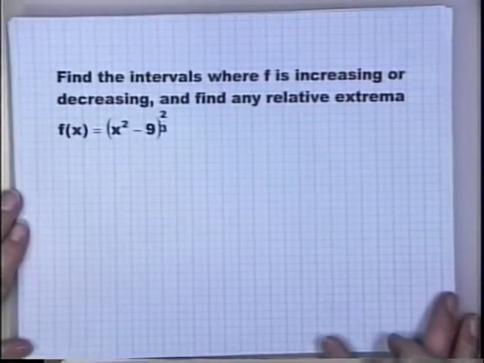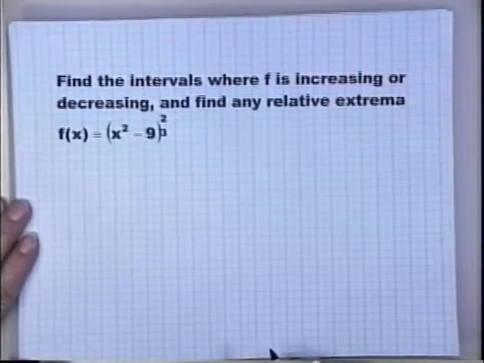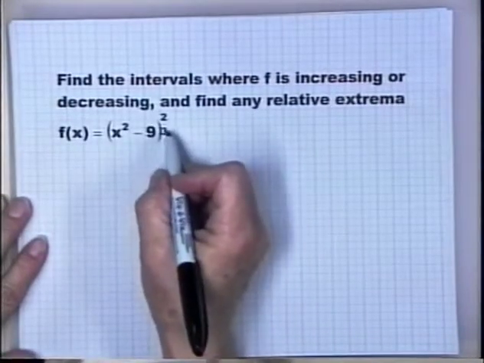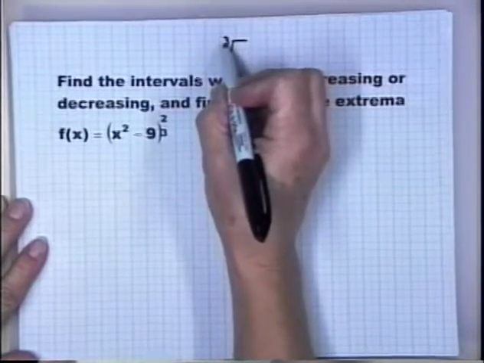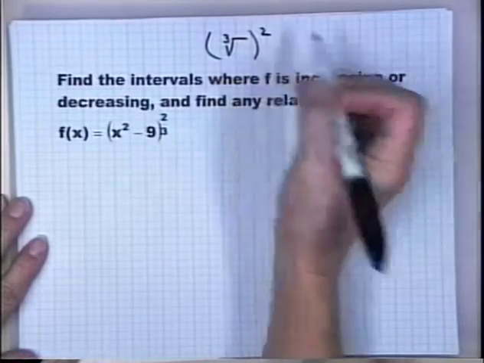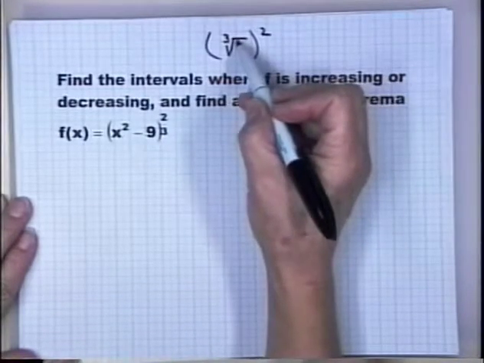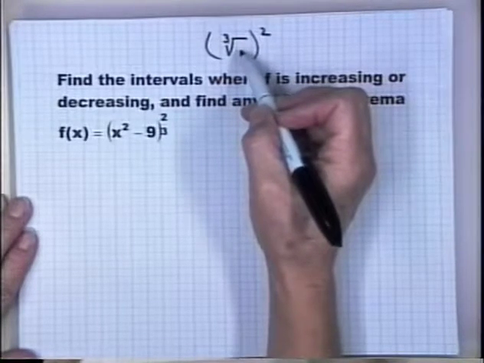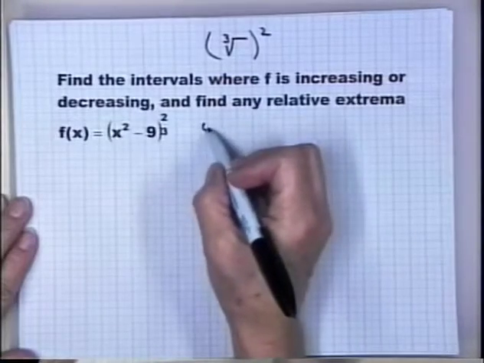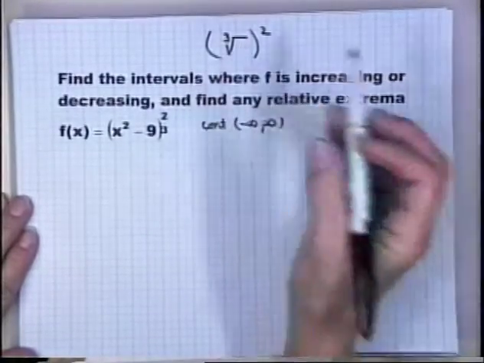Find the intervals where f is increasing or decreasing, find any relative extrema. So we're going to do the same thing. Now, let's talk about this 2/3 power. Remember, that means cube root raised to the 2nd power. That's important. A cube root can be found for any positive or any negative number. So that means that this function is continuous everywhere. There's not going to be any problem with finding cube roots.